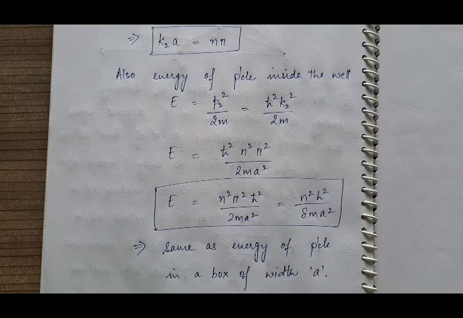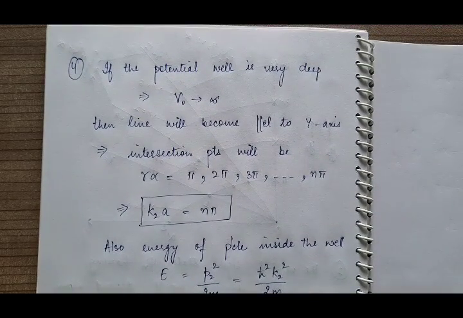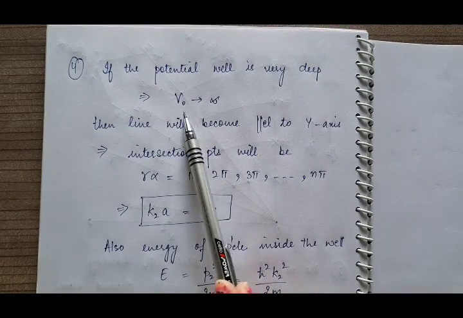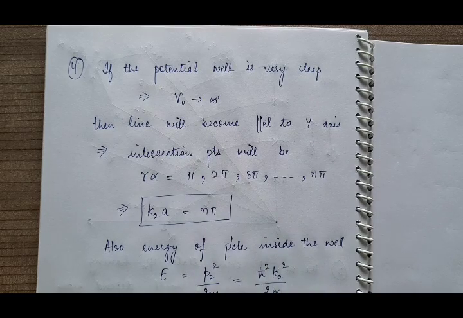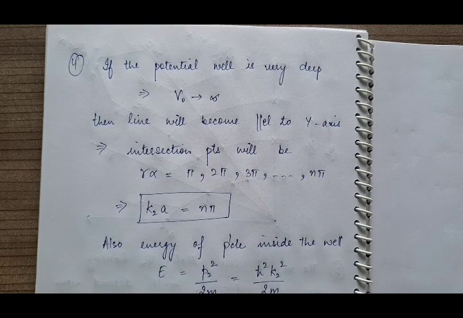And we know that when we studied the particle inside the one-dimensional box, at that time potential was infinite at the walls. So this is the same condition. When the potential well is very deep, then its potential at the walls becomes infinity. So at that time, it will behave similarly to the problem of particle inside the box.